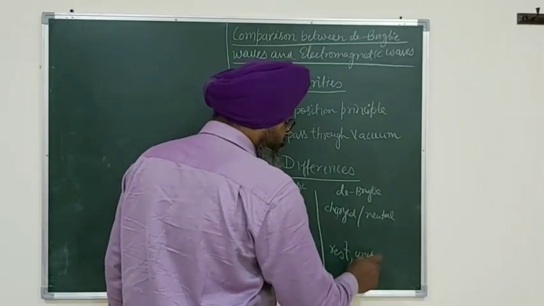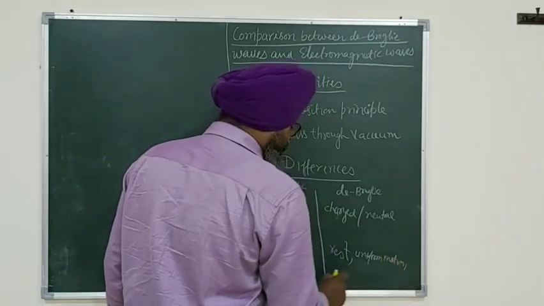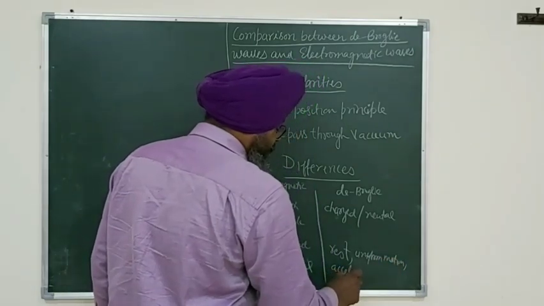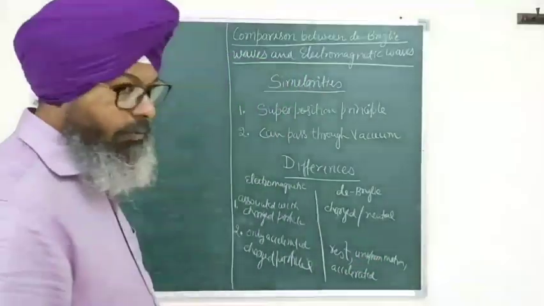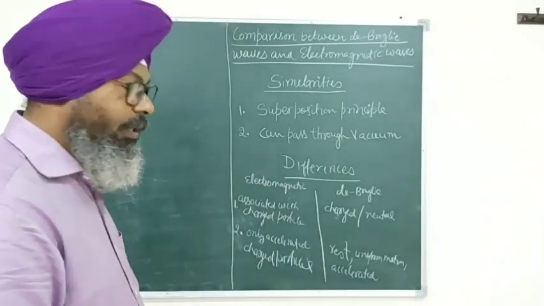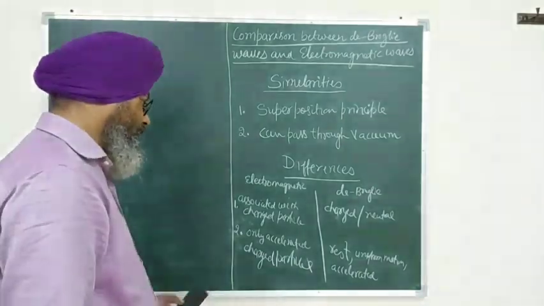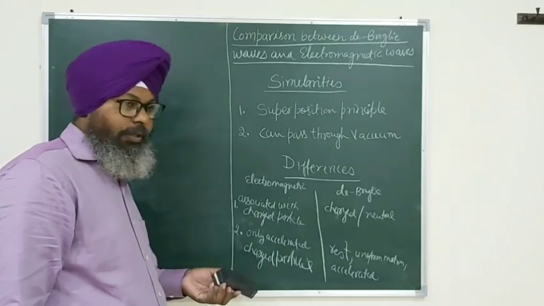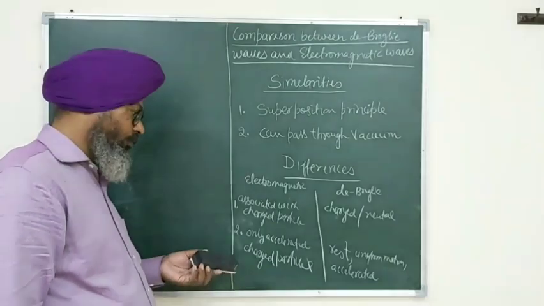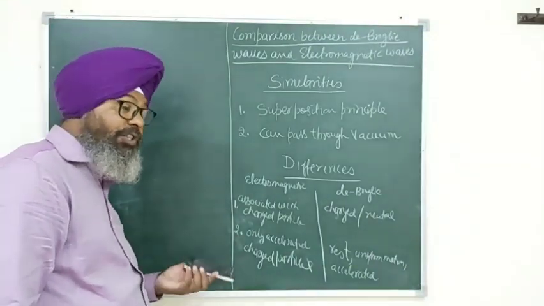uniform motion also, and particles which are under accelerated motion also. So it means de-Broglie waves are associated with every particle independent of its state of rest or motion. On the other hand, electromagnetic waves are associated with the particles which have accelerated motion and which are charged.